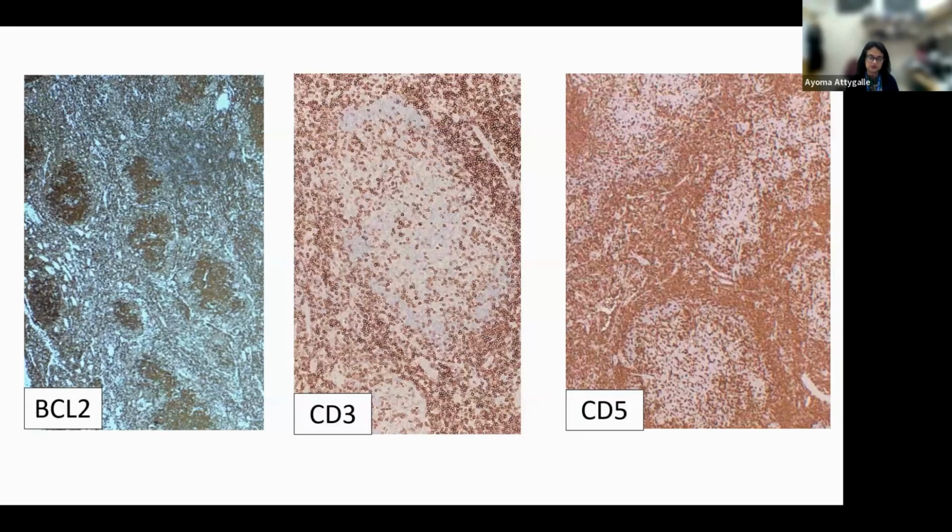So BCL2 is positive in the germinal centers. You can see that here, very strong. Always compare it with the CD3, because T cells are positive for BCL2. So therefore, if you have a follicle which is rich in T cells, it can confuse you. So always do this subtraction story. And of course, this is CD5 negative as well.